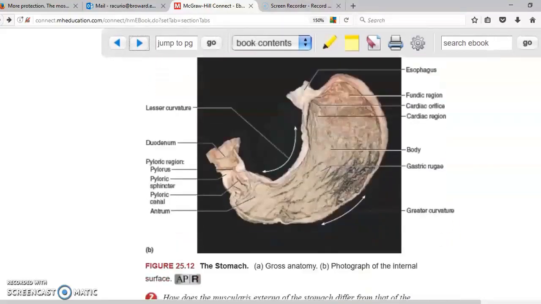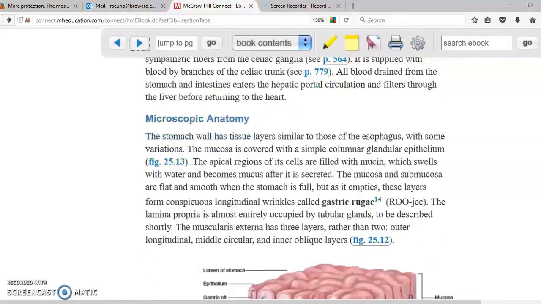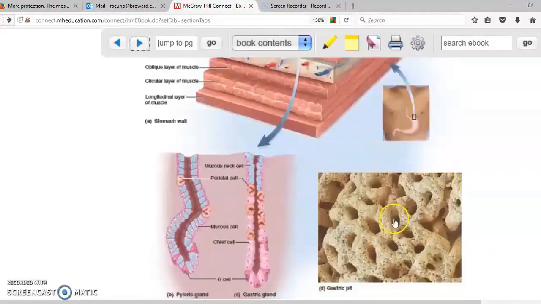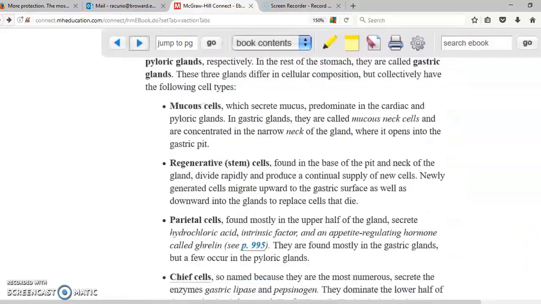Scrolling down. Innervation is given to you by the autonomic nervous system. If you cut the stomach, you're going to see that you have some grooves. They are called the gastric pits. Inside these grooves, you're going to have these cells: mucous neck cells, parietal cells, mucous cells, chief cells, and G cells. Parietal cells are the ones that produce, for example, the acid that we have in the stomach. Keep scrolling down. Then you have the cells in there again.